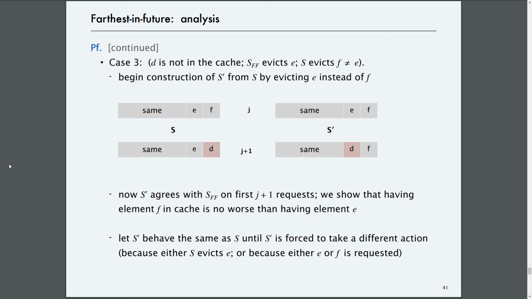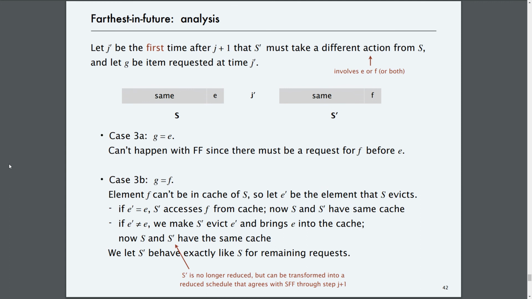action. That happens because either S has to evict E, or because E or F is requested. So let J prime be the first time after time J plus 1 that S prime must make this different action from S. And let's say that G is the item requested at time J prime. So if G is equal to E, this cannot happen with farthest in the future, because there must be a request for F before E.